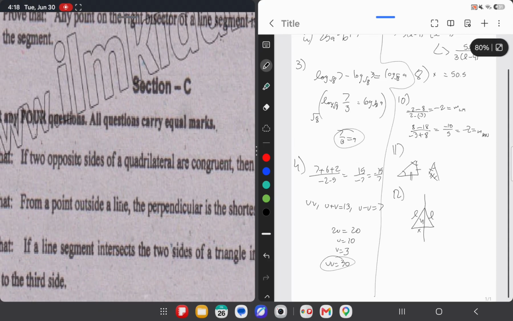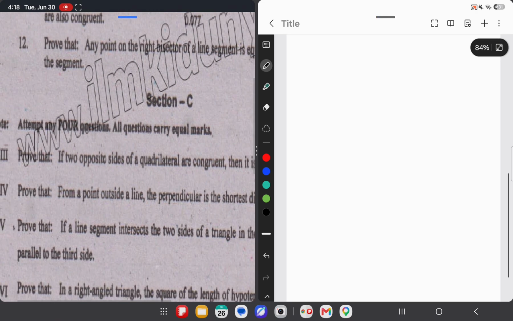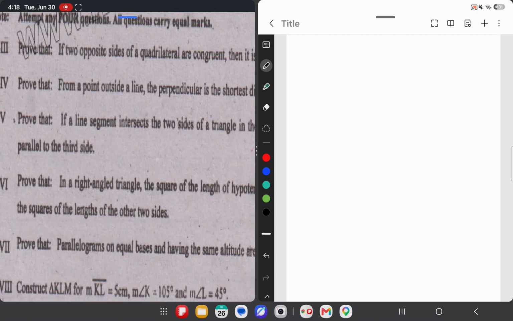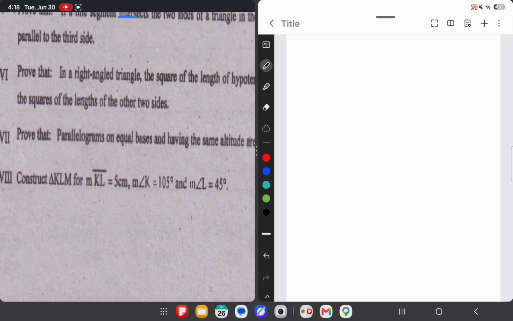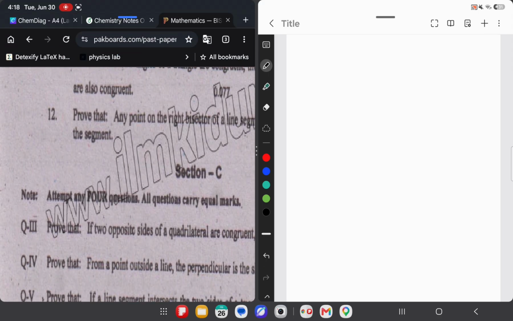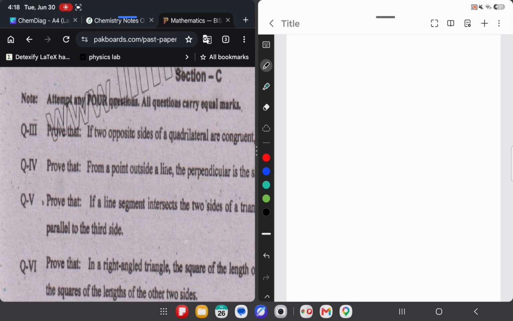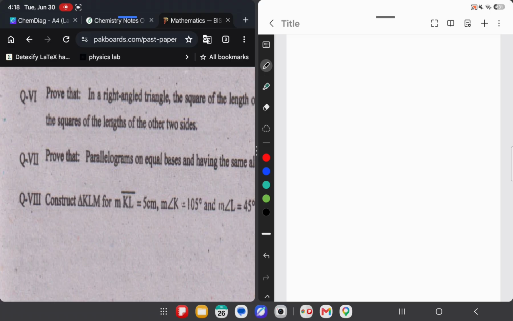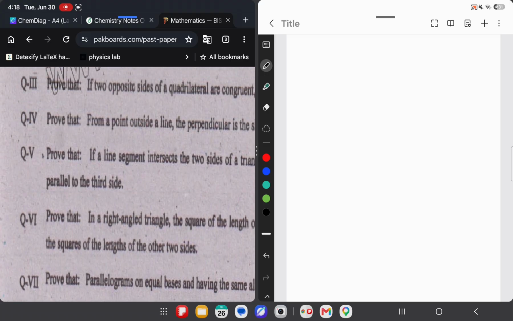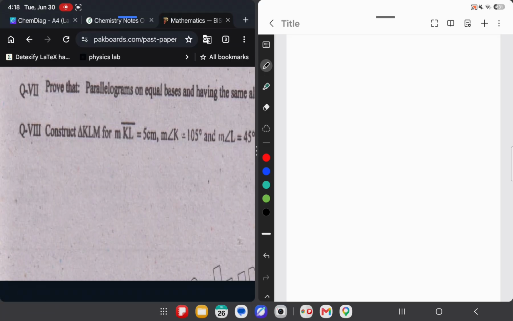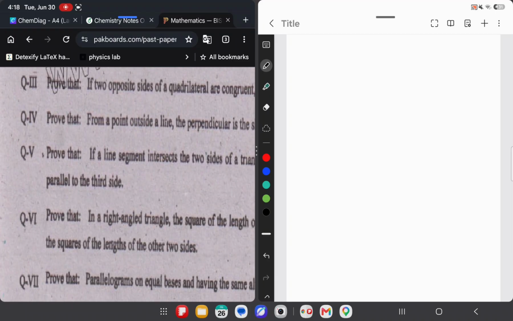Section C. Any four questions. Okay, any four questions. These are all mensuration. That's why people hate it. Prove that, prove that, prove that. I won't be doing question 8 because I cannot draw.